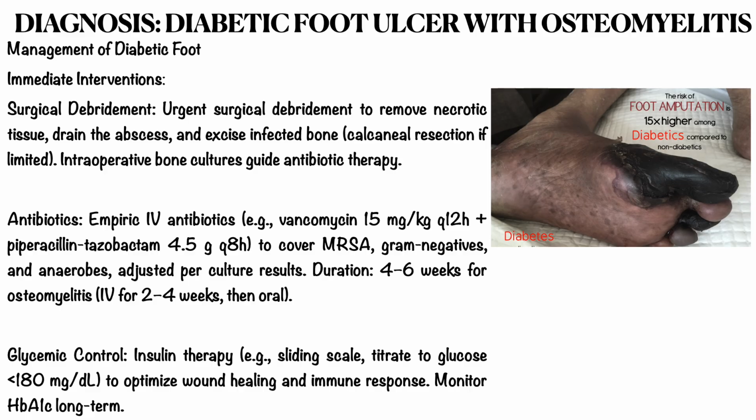We have to prevent the infection, right? So that the lesion does not increase the intensity. And we have to also control the glycemia by insulin therapy. Example, sliding scale, titrate to glucose less than 180 mg per deciliter to optimize wound healing and immune response. We have to monitor HbA1c in long term. HbA1c is actually glycated hemoglobin.